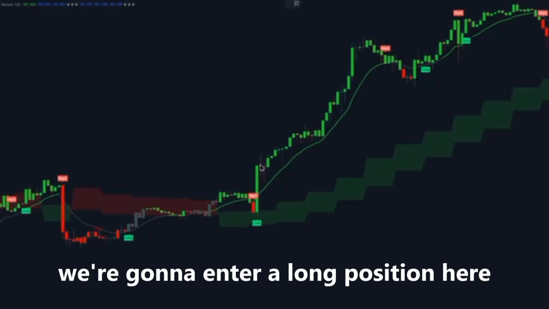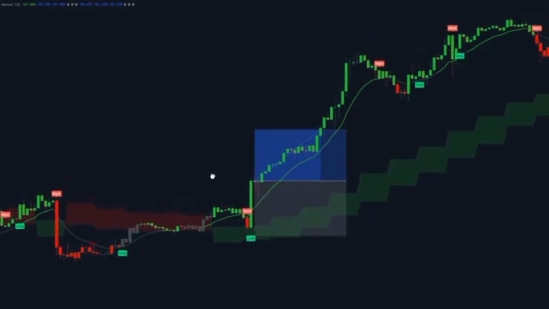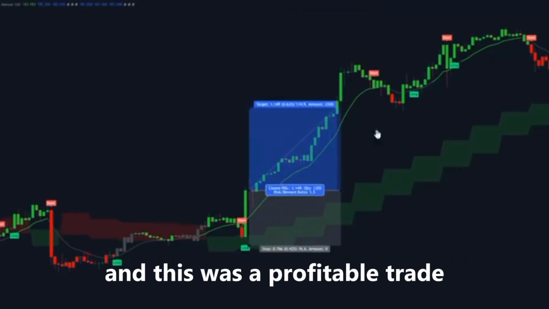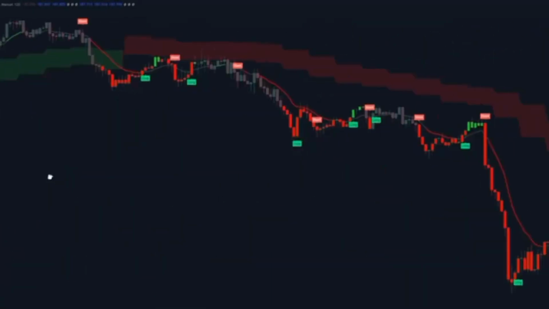We're gonna enter a long position here. Stop loss goes under the most recent swing low. For the take profit, we're gonna target a risk reward ratio of 1 to 1.5. And this was a profitable trade. Now, we keep scrolling to find the next entry, and this is it.